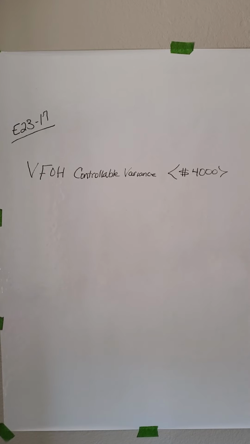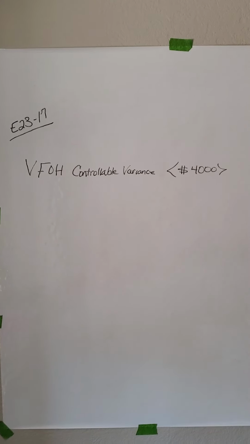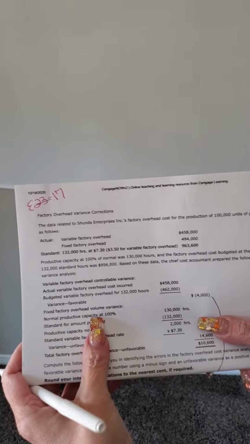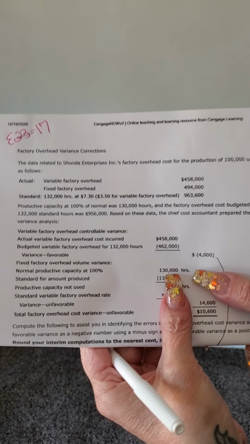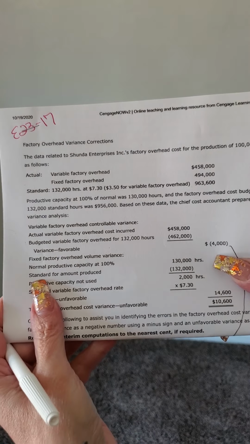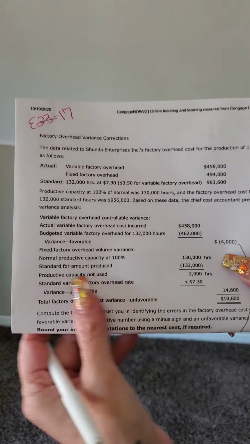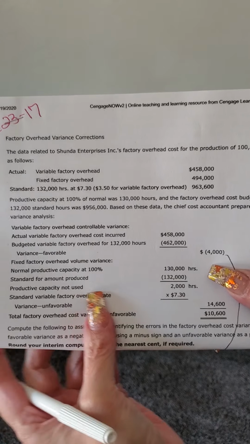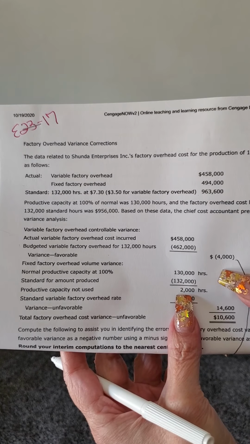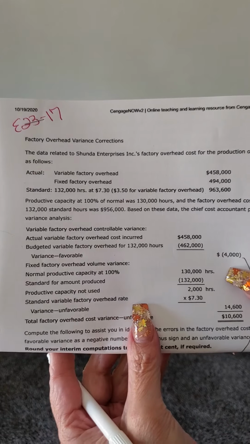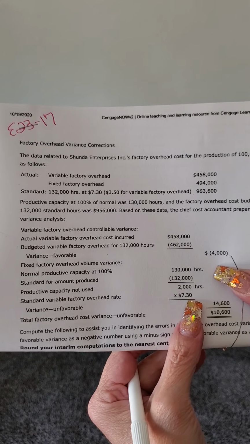And if you're looking here, what they did on the homework is they give us the normal productive capacity at 100%, and then they say the standard for the amount produced would be 132,000. So we had a productive capacity not used of 2,000 hours, right? And then they multiplied it by this $7.30 rate. But that's not correct for what we're looking for.